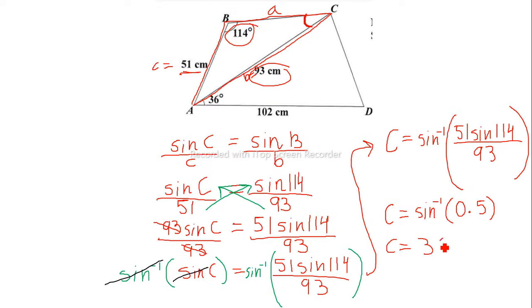I get 8.7. Say it again, Mr. Petit. I get 8.7. How did you get that? In my calculator, I put 51 in brackets, and I put 114 over 93 in brackets, but I get 1.0. Okay, this is what to do. Do sine of 114 first. Okay. You get the answer, right? I mean, you got what sine 114 is, right? It's 0.9.